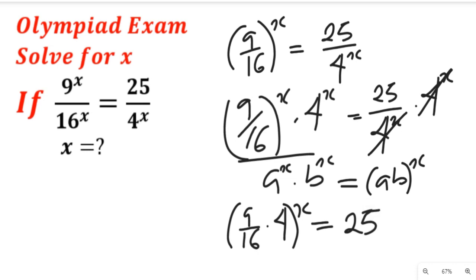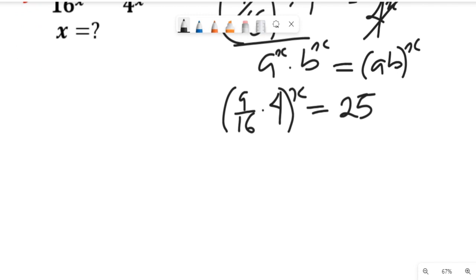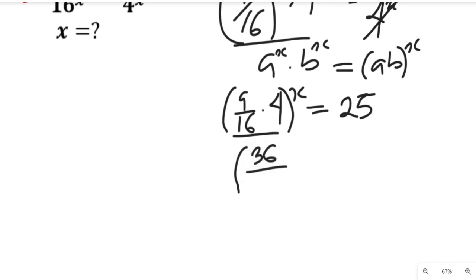Now, having gotten this, what we need to do is just to simplify further, and voila, our result will pop out. If we multiply these two values in this equation, we'll have 9 times 4 will give us 36. 36 divided by 16 all to the power of x, and this will be equal to 25.